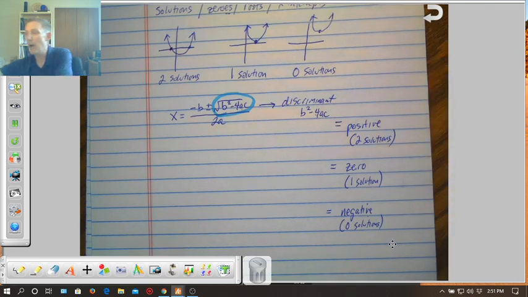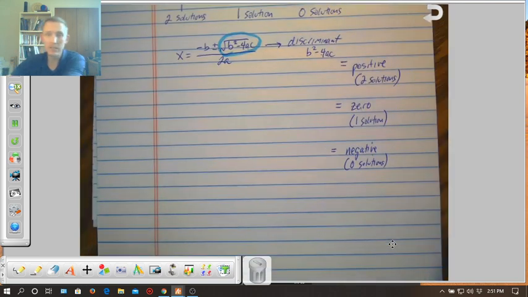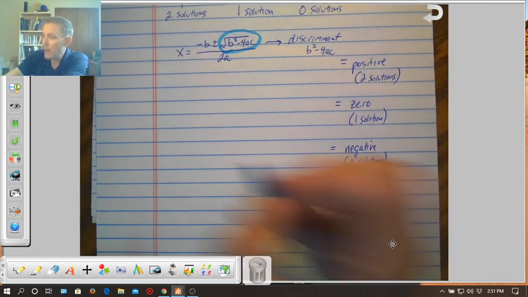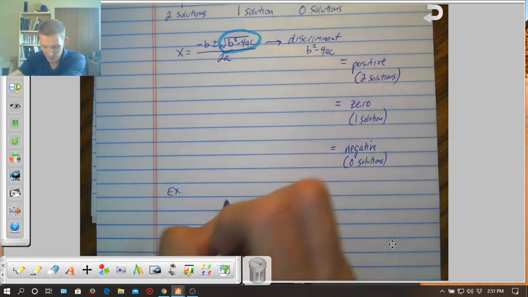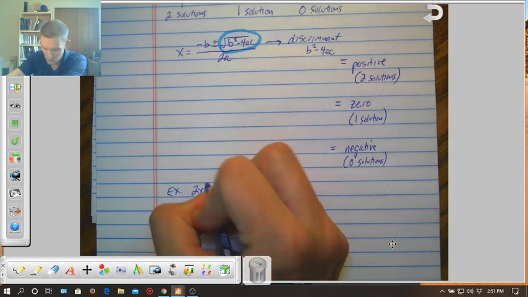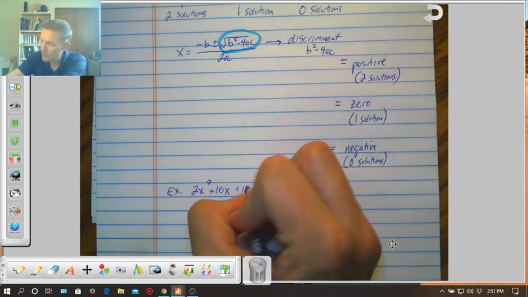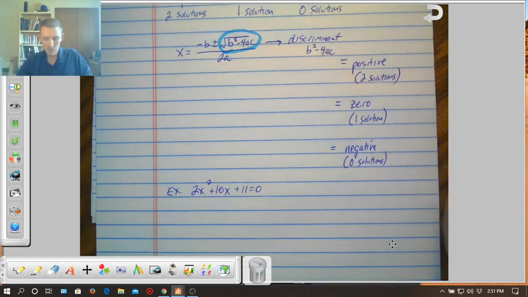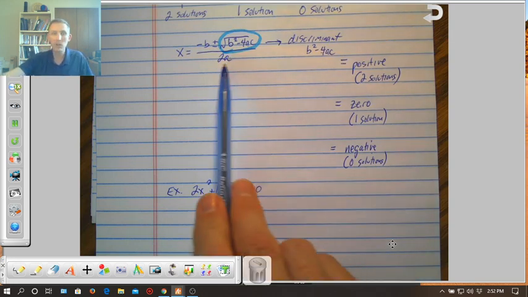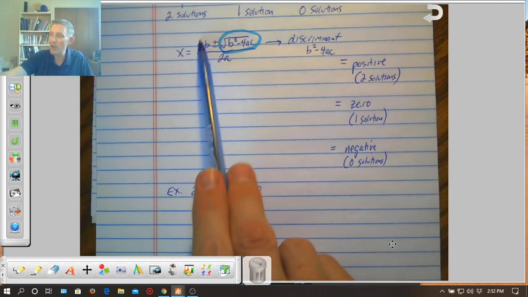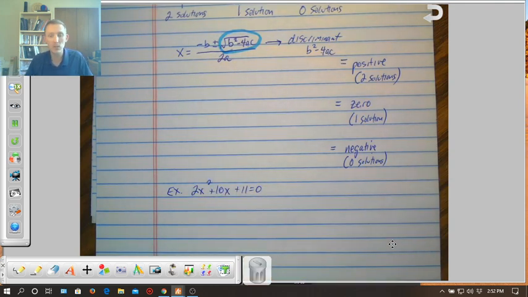So let's take a look at how that's going to play out in tonight's homework. If I give you an example, and that example is 2x squared plus 10x plus 11 equals 0. The important part is that I have the quadratic set equal to 0. Now, if I want to find out what the solutions are, I'm going to plug it in to the entire quadratic formula, and I will get my two answers.